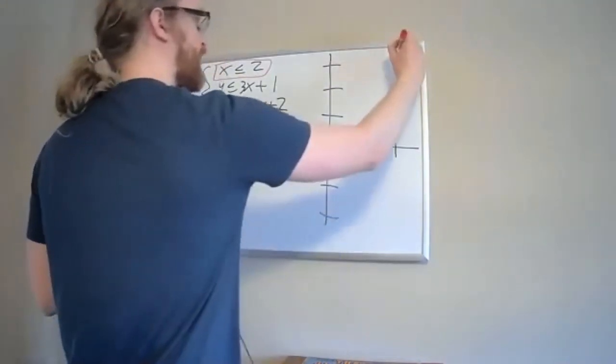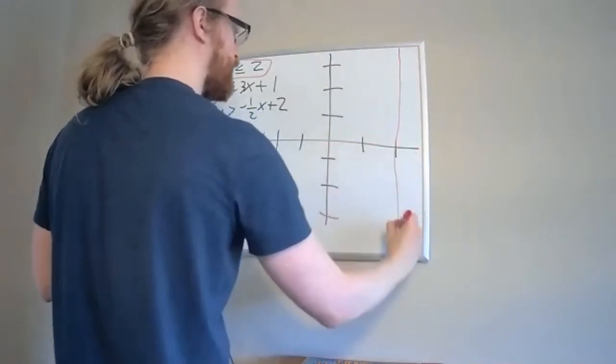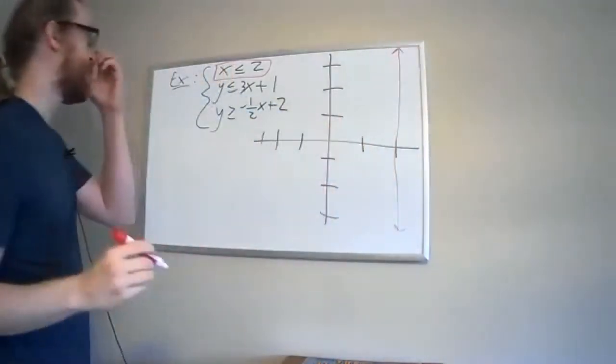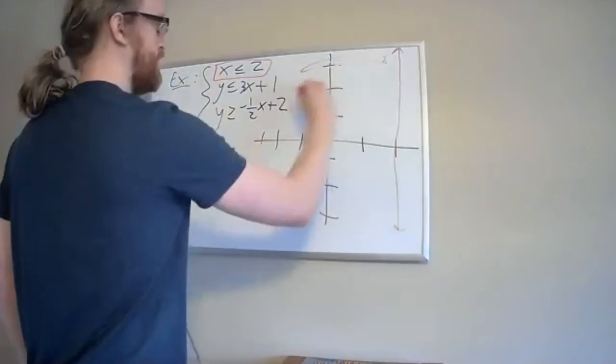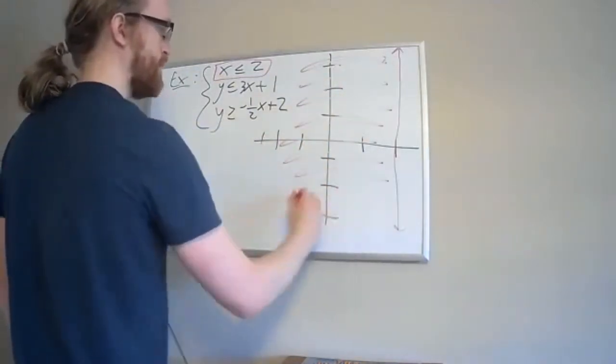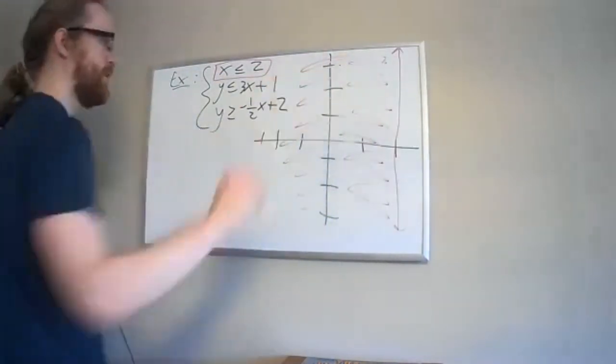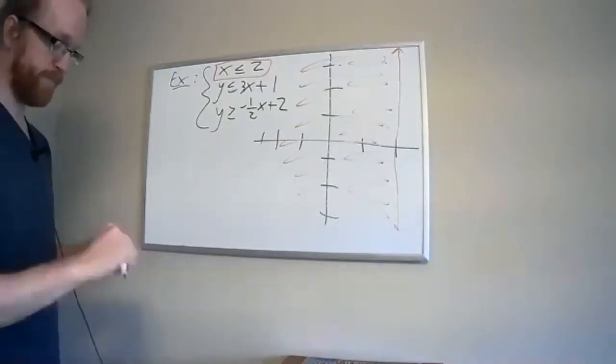Okay, so we draw on the x equals 2 vertical line. And then since I'm doing x is less than or equal to 2, I have to shade everything to the left of that red line. So I'm shading to the left of that red vertical line through x equals 2.